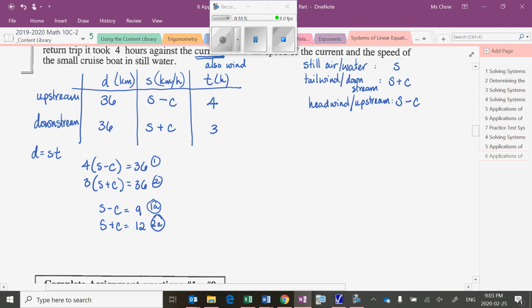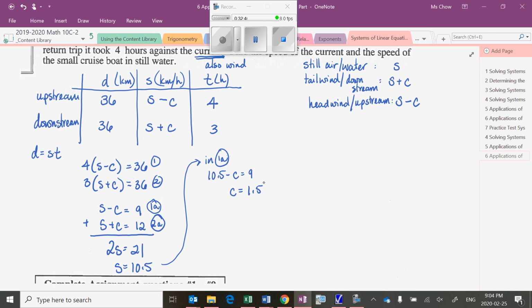And look at that, we're set up perfectly for elimination. If we add those together, then we have 2s is equal to 21. So s is equal to 10.5. And s is, of course, our speed in still water. Then I can substitute that into any of my equations; let's say 1a. In 1a, we know that 10.5 minus c is equal to 9. So then c is equal to 1.5. So that is the speed of my current.